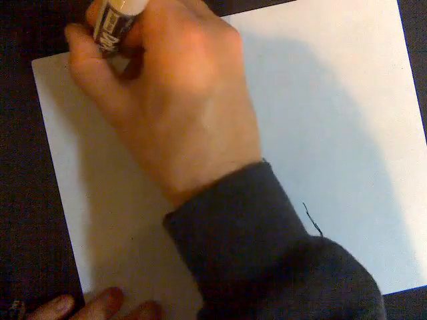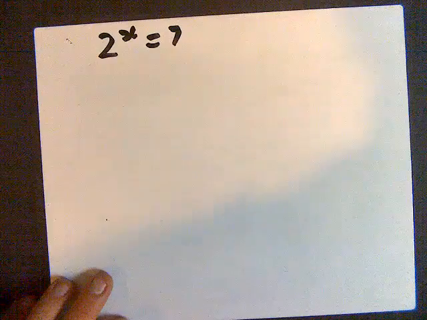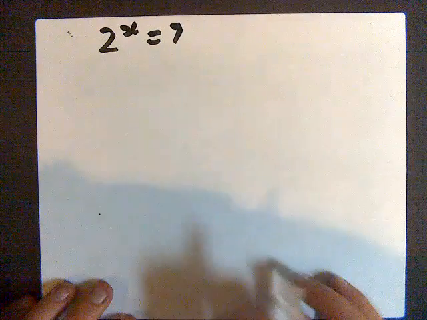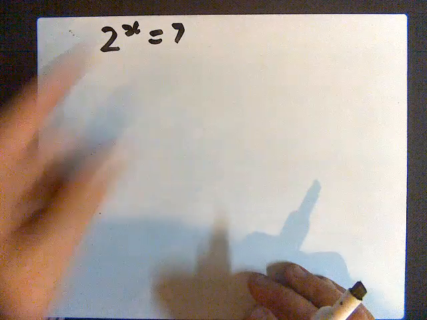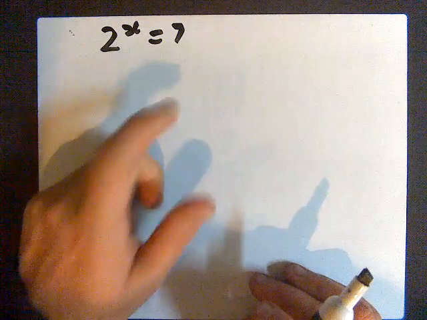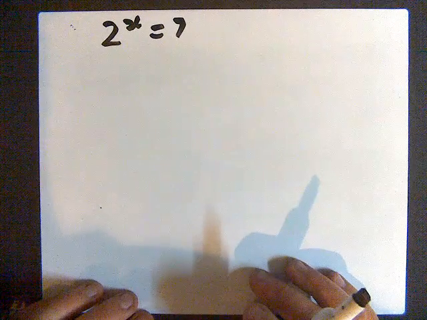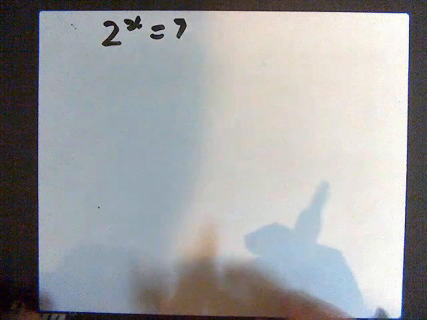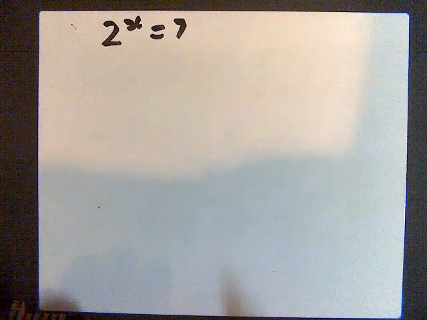So if I had 2 to the power of x equals 7, and I was asked to solve that. This is messy, because 2 to the power of something doesn't equal 7 neatly. Nothing neat. They'll probably ask you to solve it to 2 decimal places or something like that.